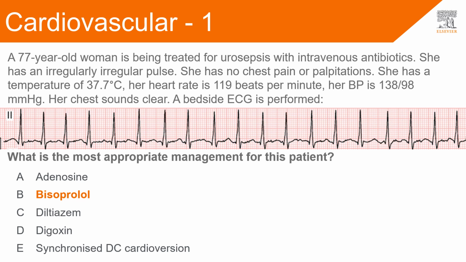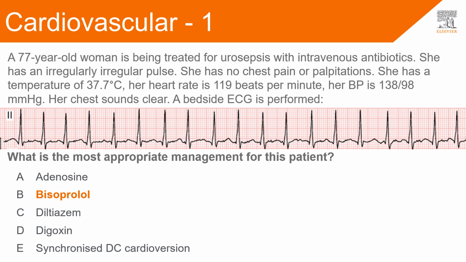And obviously, this patient has an acute infection, the urosepsis, which will probably be the driver of the increased sympathetic activity. So digoxin probably won't provide the adequate rate control that you want. What about E, synchronized DC cardioversion?